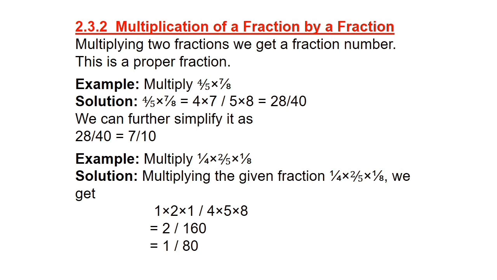Second example, multiply 1 by 4 into 2 by 5 into 1 by 8. Multiplying the given fractions, we get 1 into 2 into 1 divided by 4 into 5 into 8, which equals 2 by 160. By further simplification, we get the answer as 1 by 80.